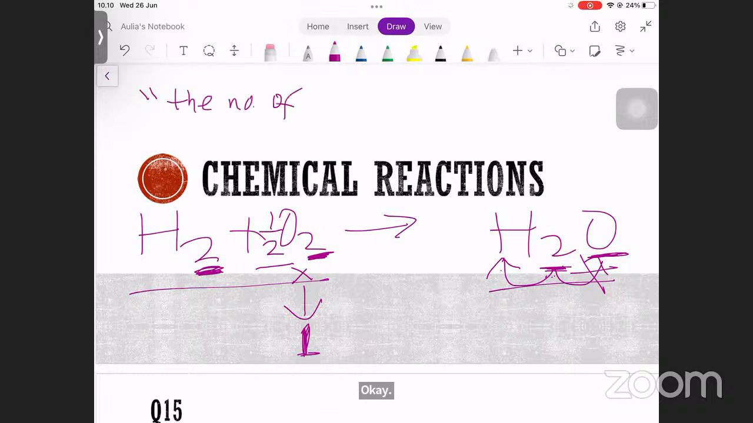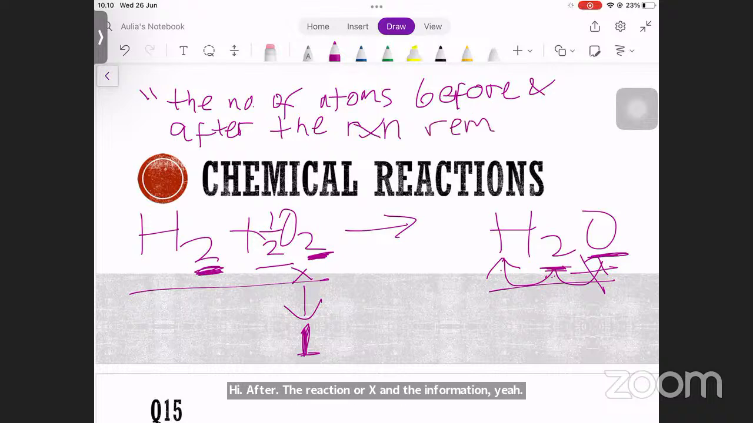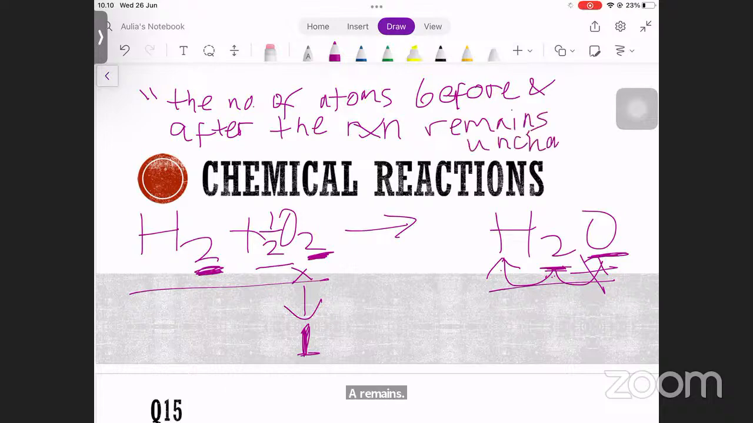The number of atoms before and after the reaction remains unchanged. All right, so like this.